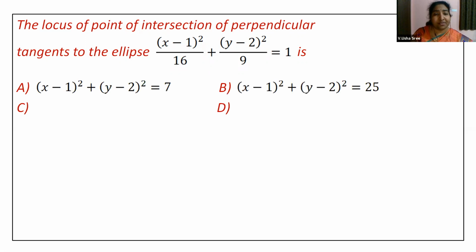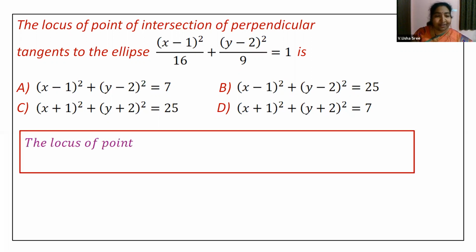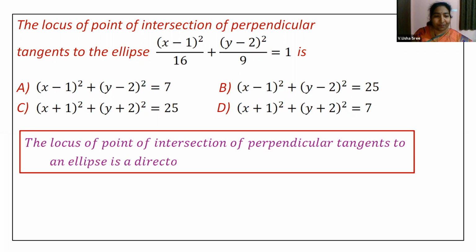Now, 4 options are given to you. You can answer this directly if you can understand the question carefully. Locus of point of intersection of perpendicular tangents. What does it represent? Just tell me. It should be a director circle. Now, when it is a director circle, just look at the statement we have proved just now. A director circle is simply a square plus b square. Just take it. That's it.